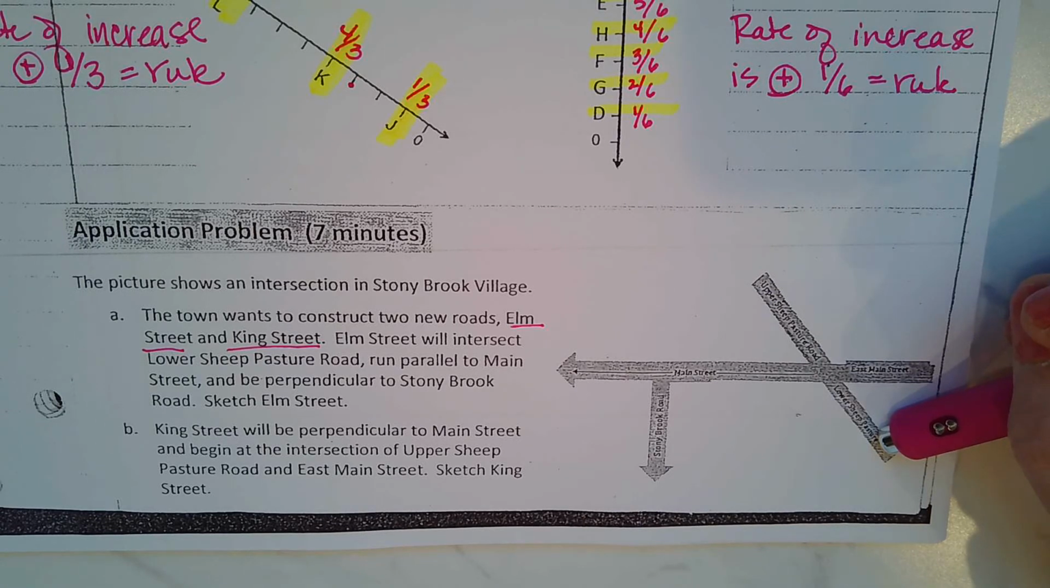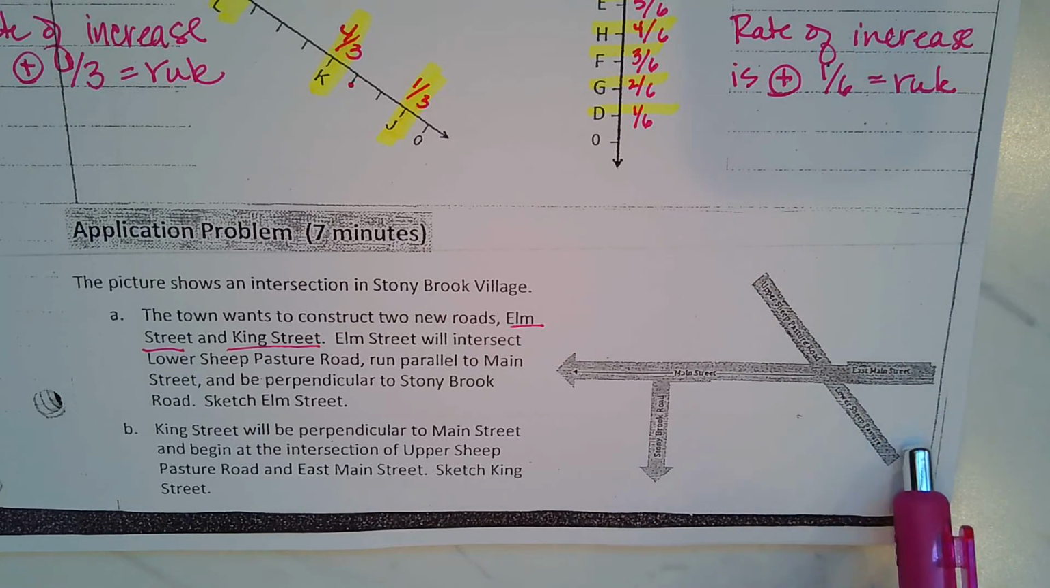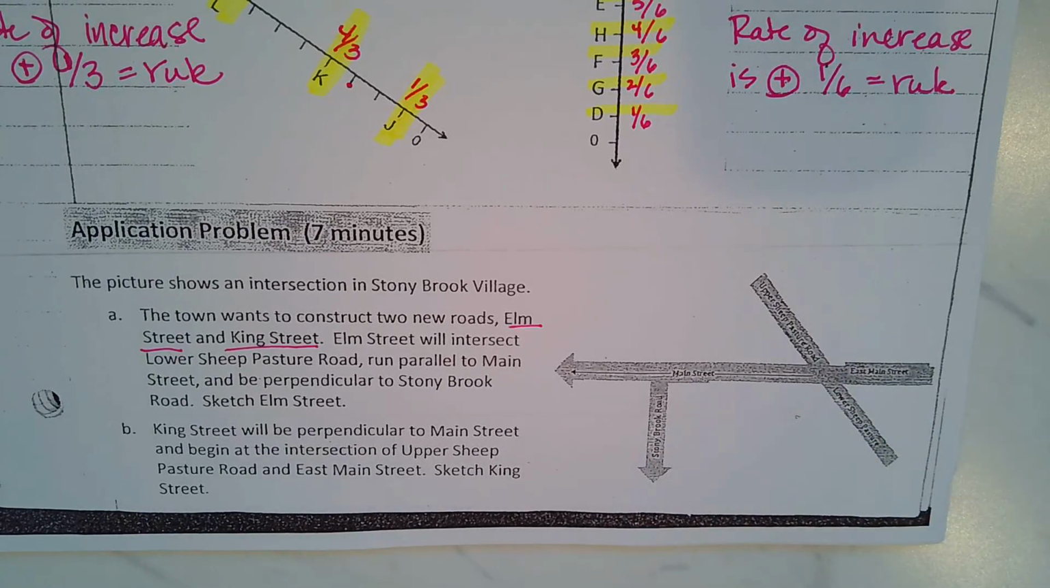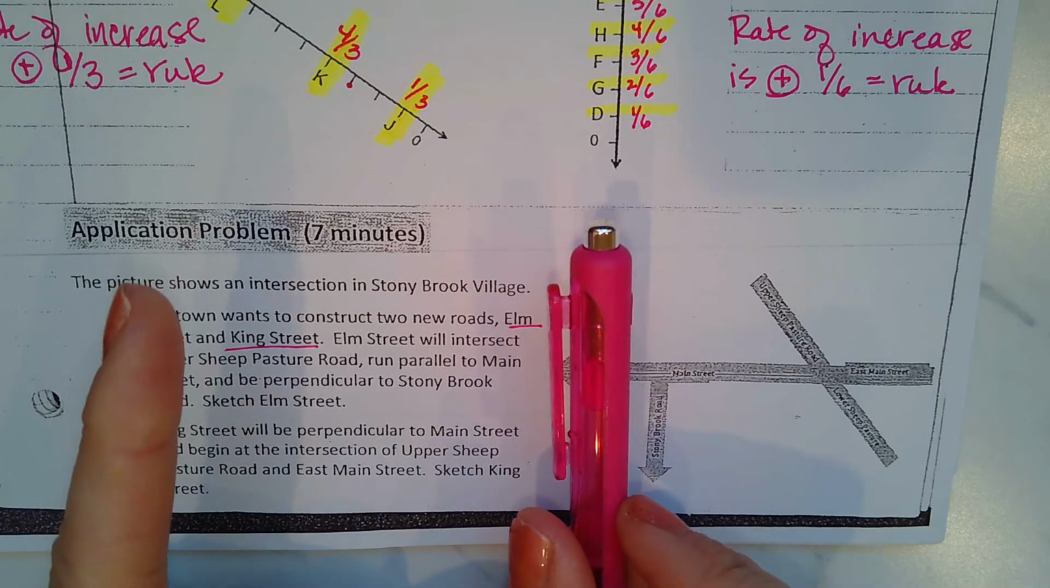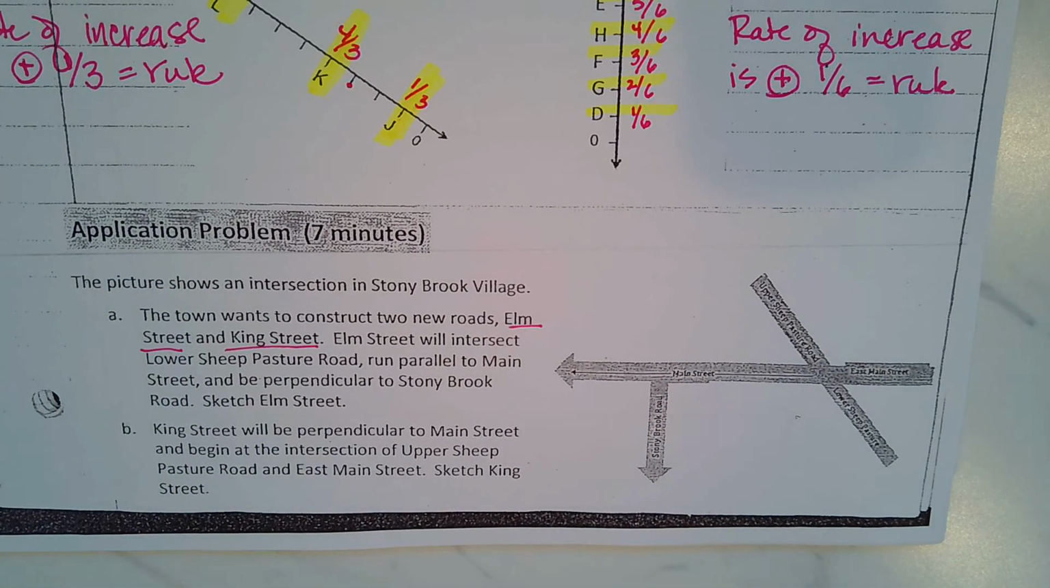It has to intersect here and run parallel to Main Street. So what does parallel mean? Remember, parallel lines. And be perpendicular to Stony Brook Road. So now sketch Elm Street. Show me where you're going to put your street. Show me what that new street's going to look like, and then check back.